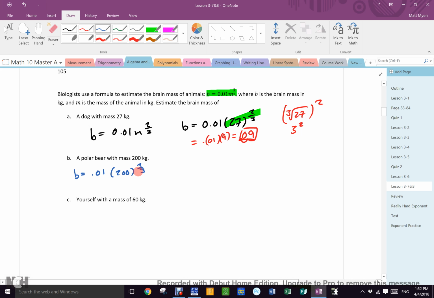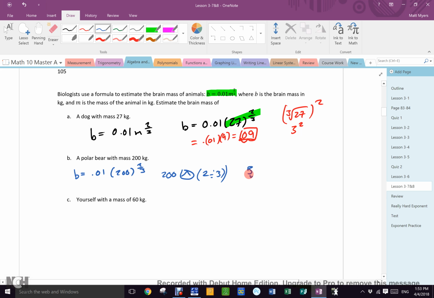Okay. How are you going to do this? How did we do this with our calculator? 200 exponent 2 divided by 3. Now the other thing is what Liam said. I was right the first time. What Seamus said.